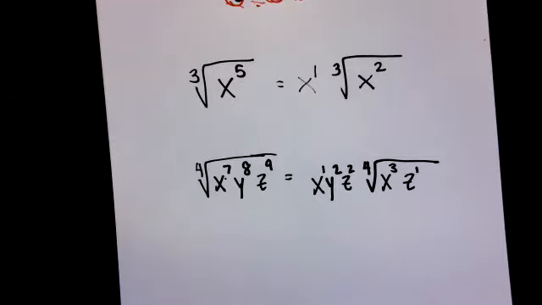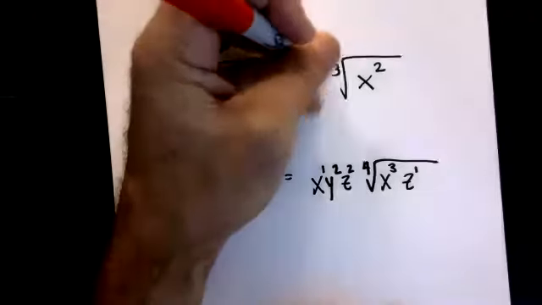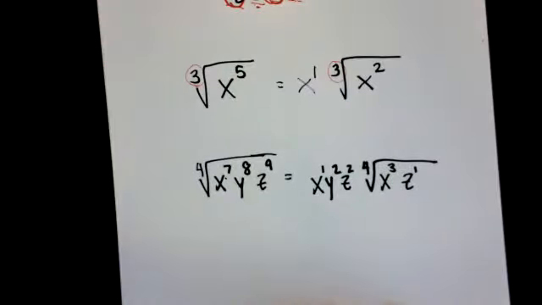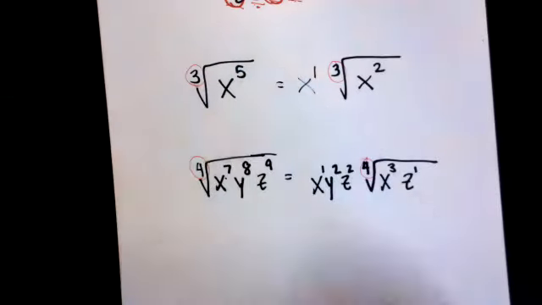Also notice, kind of did so without paying attention, whatever my index is stays with the problem. So that cube root stays as a cube root. If you forget that, then you're turning a cube root into a square root. We don't want to do that. Same thing, my 4th root stays a 4th root. So keep your index with your radical.